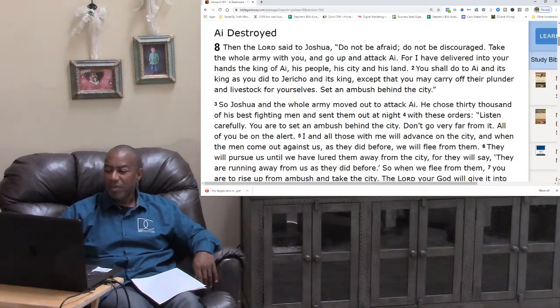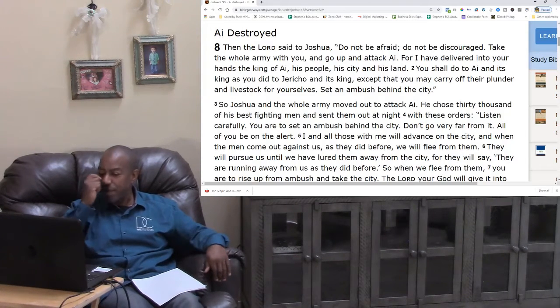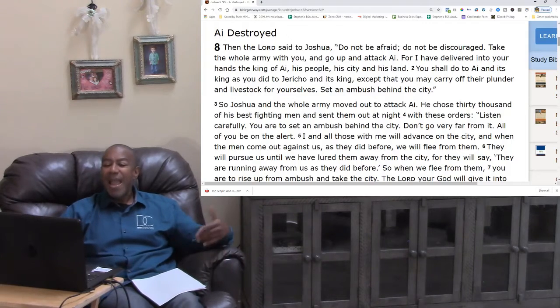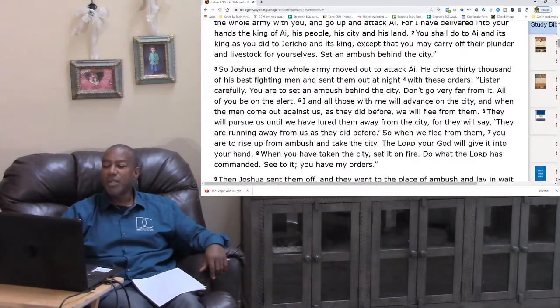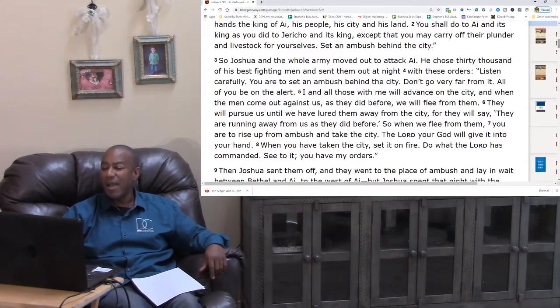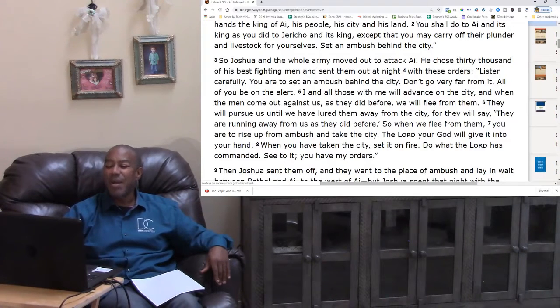Let's keep reading. Verse 2, you shall do to Ai and its king as you did to Jericho and its king, except that you may carry off the plunder and the livestock for yourself. Set an ambush behind the city. So Joshua and the whole army moved out to attack Ai. He chose 30,000 of his best fighting men and sent them out at night with these orders.